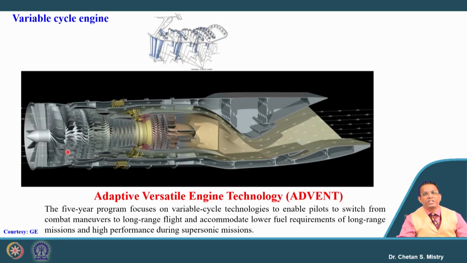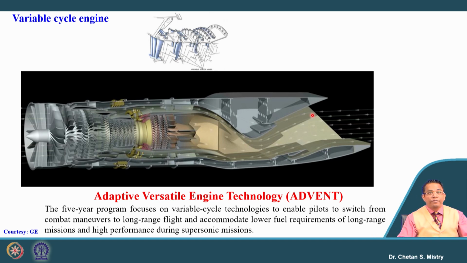Let's look at this variable cycle engine. For more detail you can go through the web page by GE, that is Adaptive Versatile Engine Technology. Here, in line with what we have discussed, we have this configuration, and in order to suppress the IR signature, this nozzle has been specifically designed.